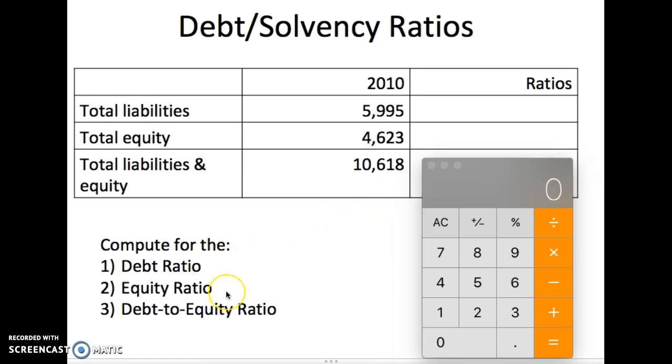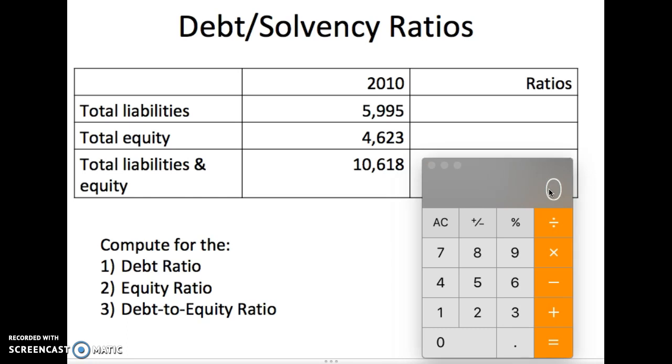We can actually determine the equity ratio now that we've determined the debt ratio. If you remember, it was 56.46%. Okay, we can actually subtract, or let's just remember this number. So 100% minus 56.46. This means that the equity ratio would be 43.54, meaning that 43.54% of the total assets would be funded by equity.